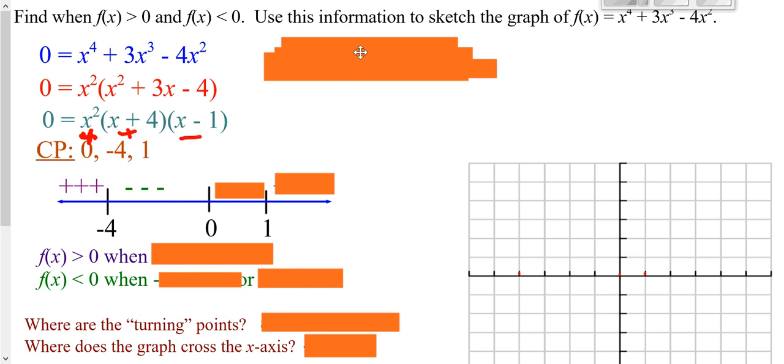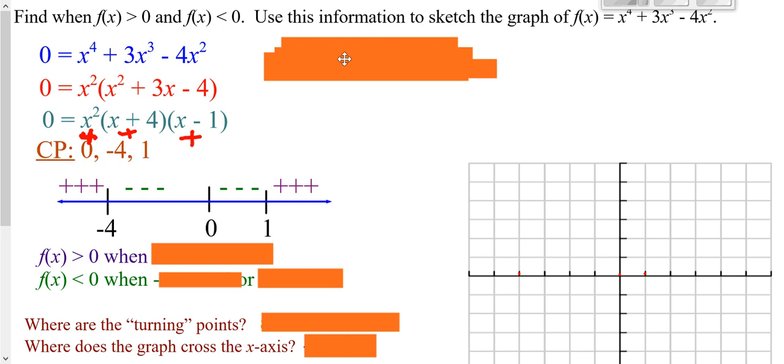Then we could try something in here like 1/2. 1/2 squared is positive. 1/2 plus 4 is positive. 1/2 minus 1 is negative, so it's not going to change. It's going to still be negative. And then we can try a number over here like 2. If we plug in 2, we get positive here. 2 plus 4 is positive. 2 minus 1 is positive. Everything's positive. When you multiply all positives, you get a positive answer.